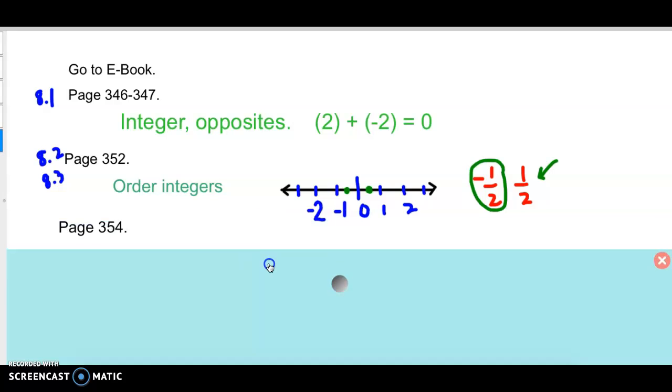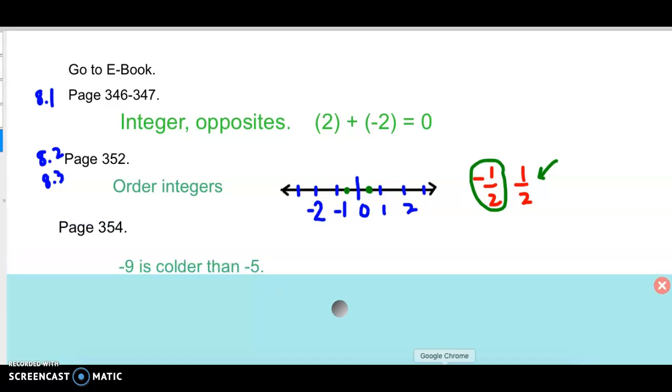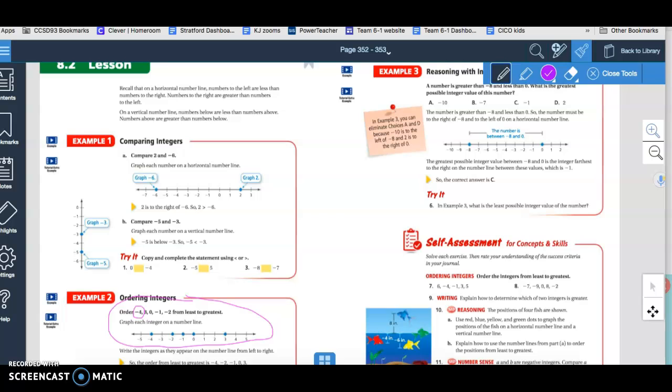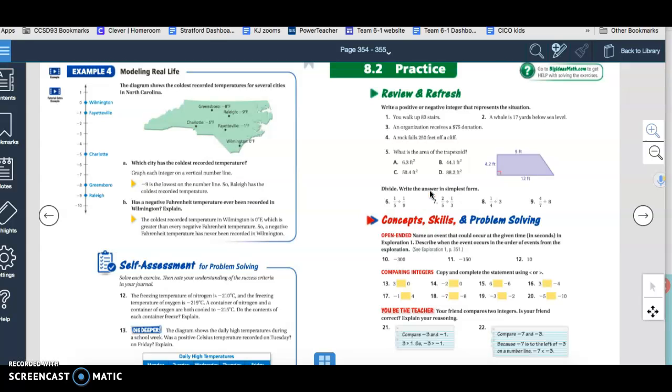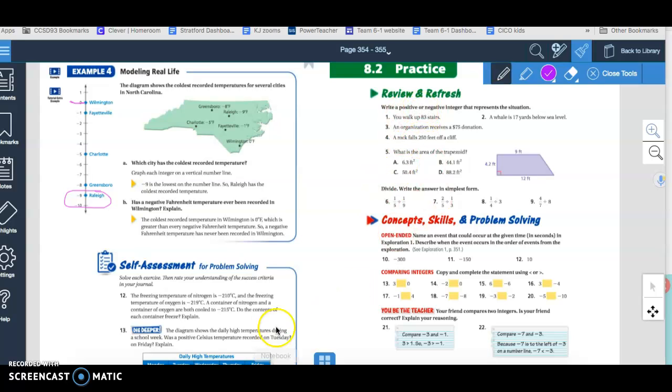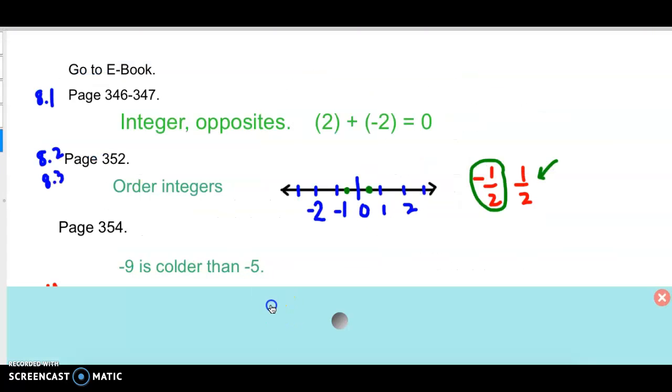Next we're going to go to page 354, and this is a problem we actually did in class. So now I'm going to page 354, and here's a problem we looked at in class. The problem said, which city in North Carolina has the coldest temperature? So you can see here's 0. This is where Wilmington is right here. But the coldest is actually Raleigh, because their temperature is negative 9 degrees. All right. So negative 9 is colder than, say, negative 5, for example.